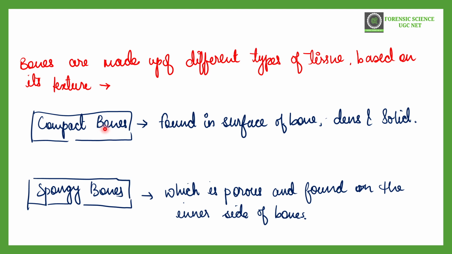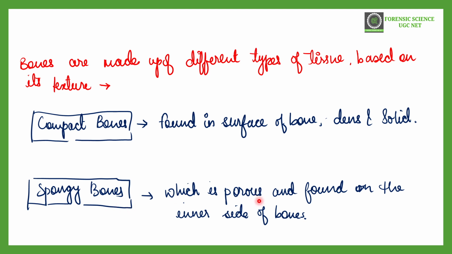What are compact bones? Compact bones are found on the surface of the bone, and the surface area of the bone is known as compact bone, which is dense and solid. Dense and solid are the important keywords here, because those bones which are dense and solid are known as compact bones.